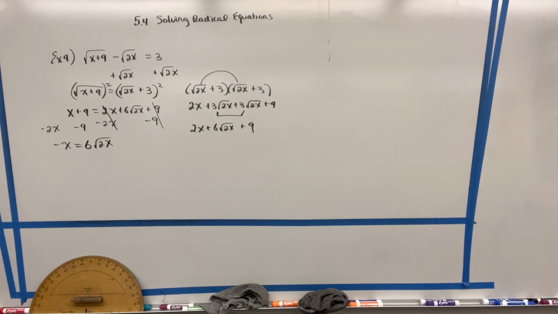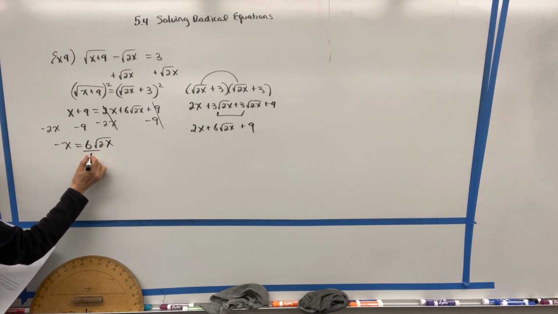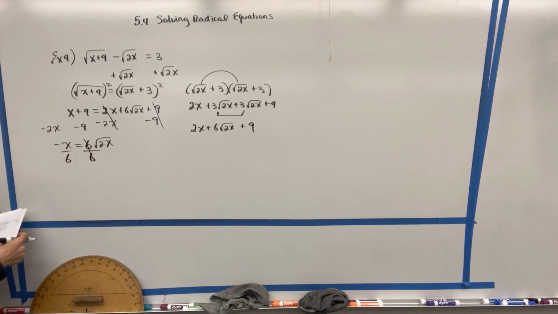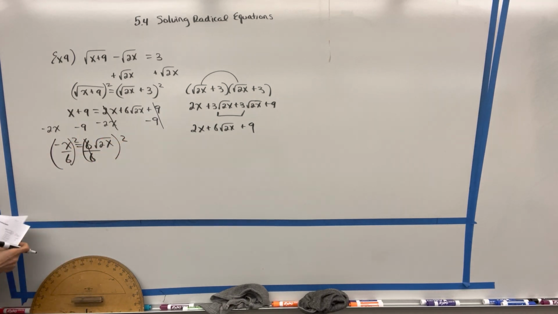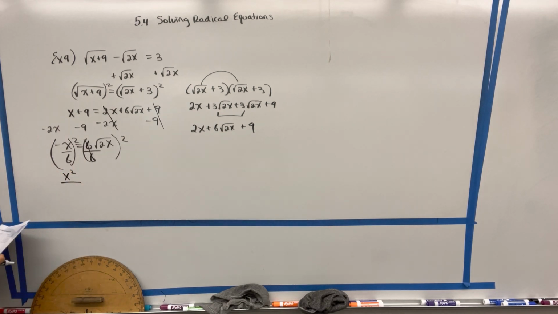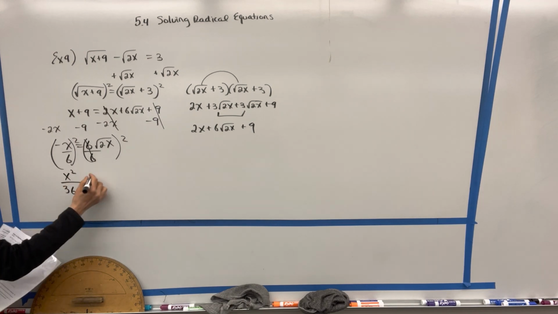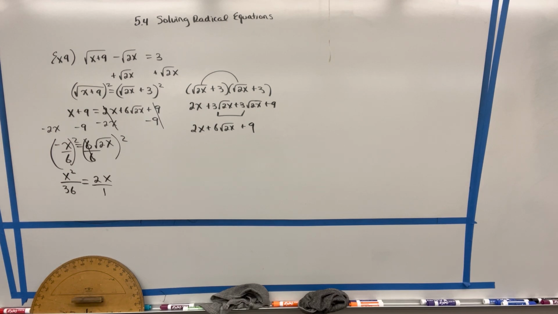We're getting really close, but we can see we still have not isolated this radical, so I want to divide both sides by 6, and then I want to square both sides. So when I square negative x, it becomes positive x squared. 6 times 6 is 36, and on the right I have 2x. This is definitely one of the more difficult problems we've done. From here, I would go ahead and cross multiply.